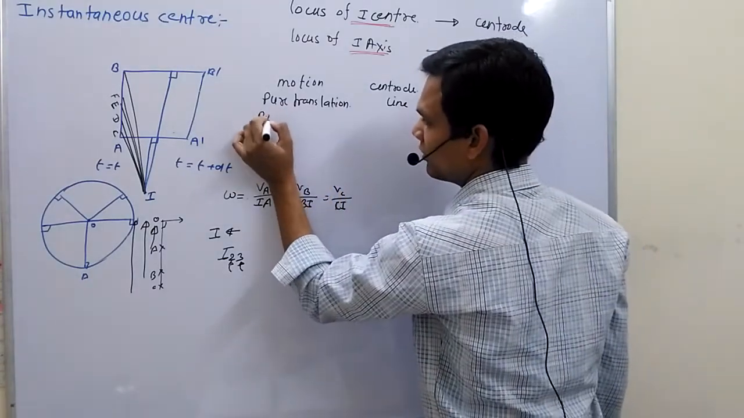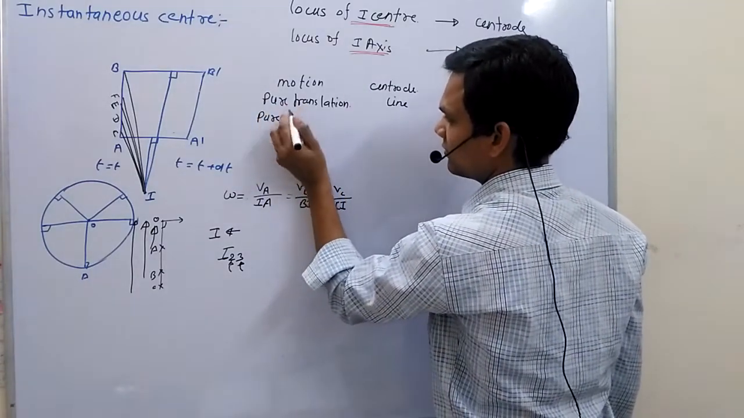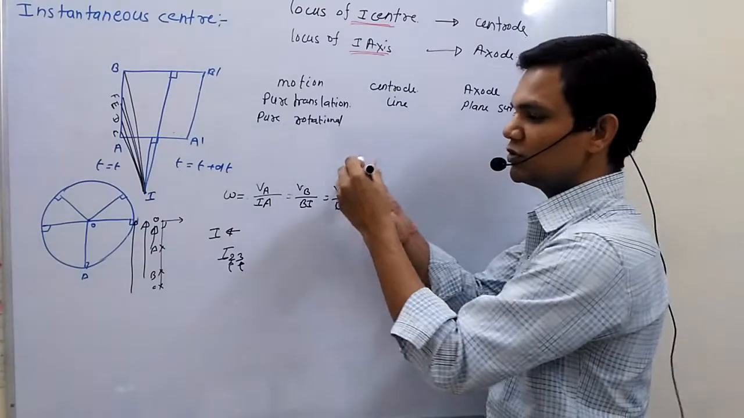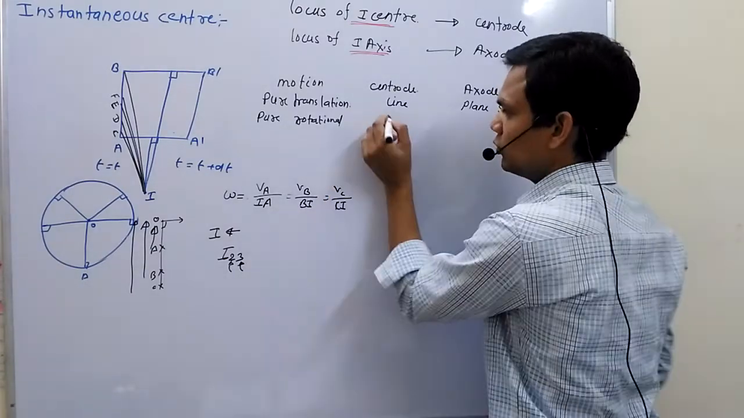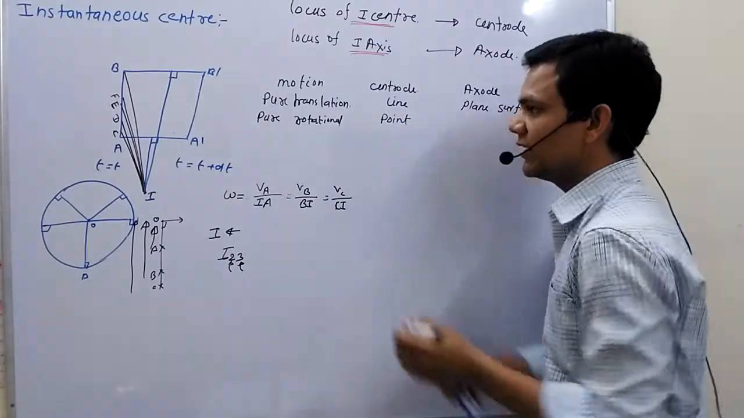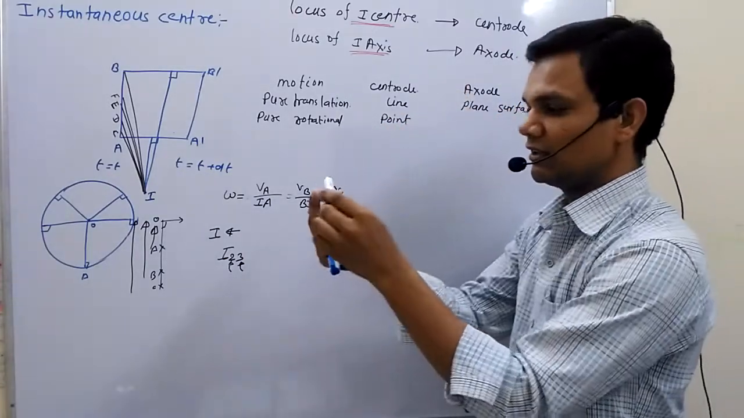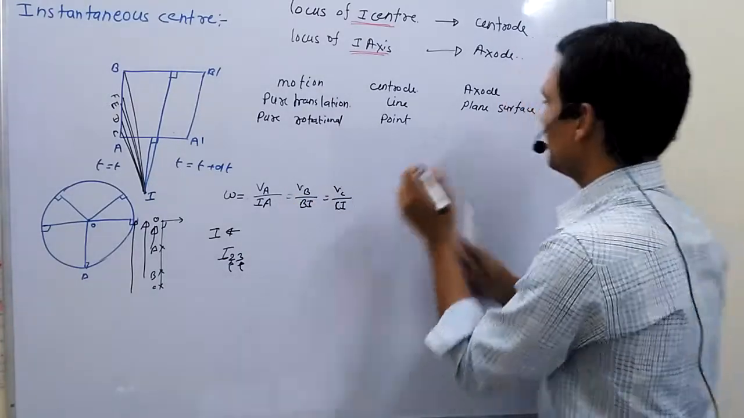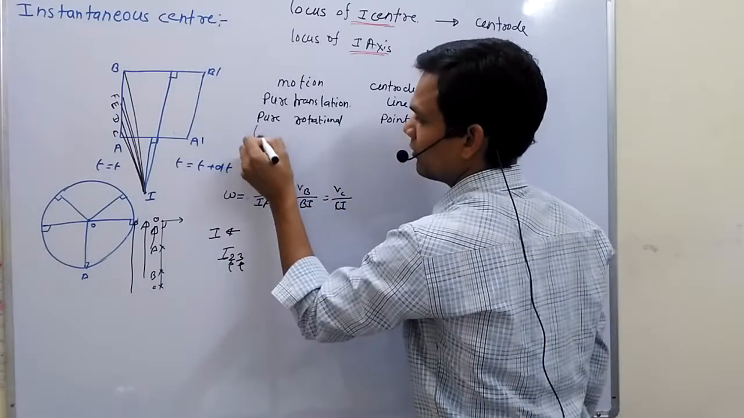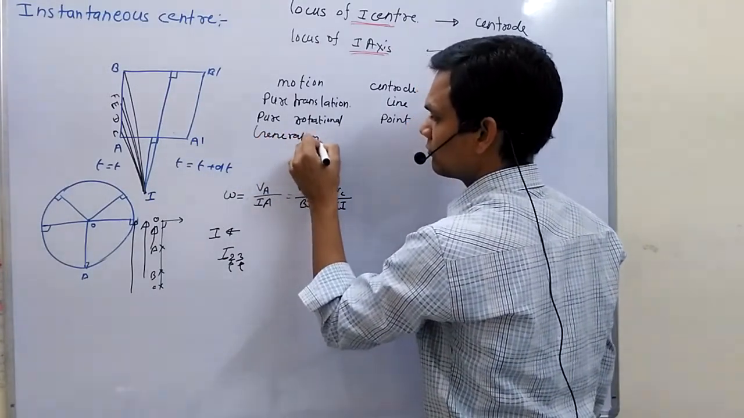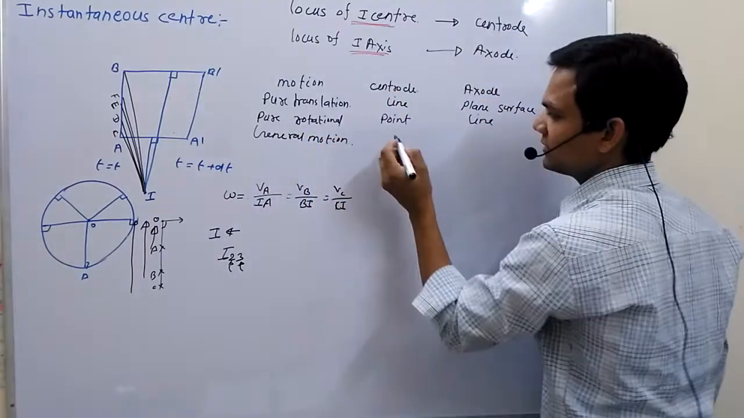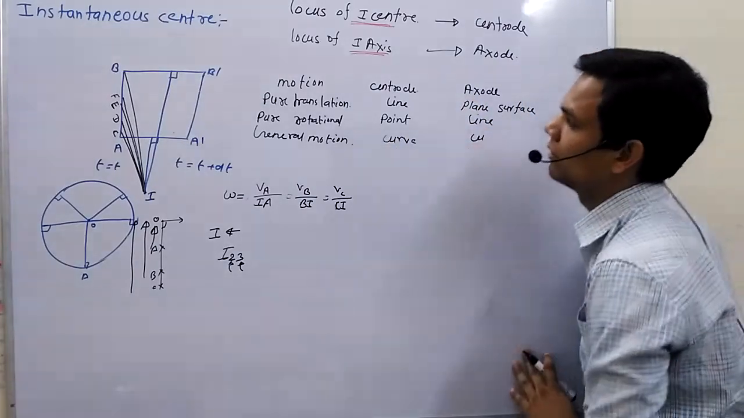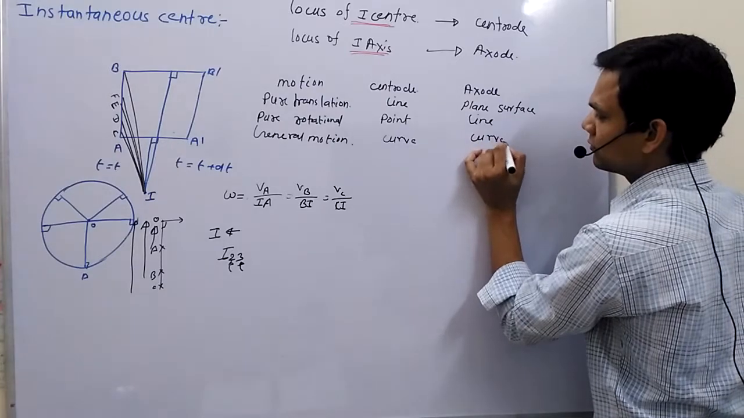If I take pure rotational motion, suppose this is rotating about this point, then the centrode will be a point and the axode will be, you can see if it is a disc, I take this disc here, then the line will be an axode. If I take an example of general motion, then the centrode will be a curve and the axode will be a curved surface.